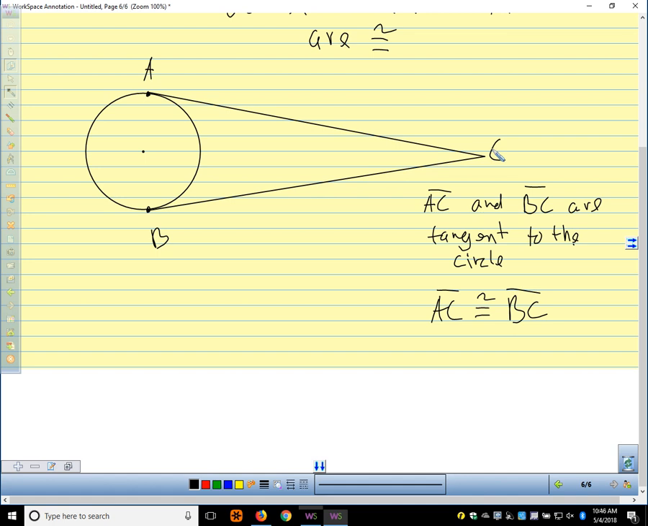All right, I just want to look at one more example. Questions on this theorem? Okay.